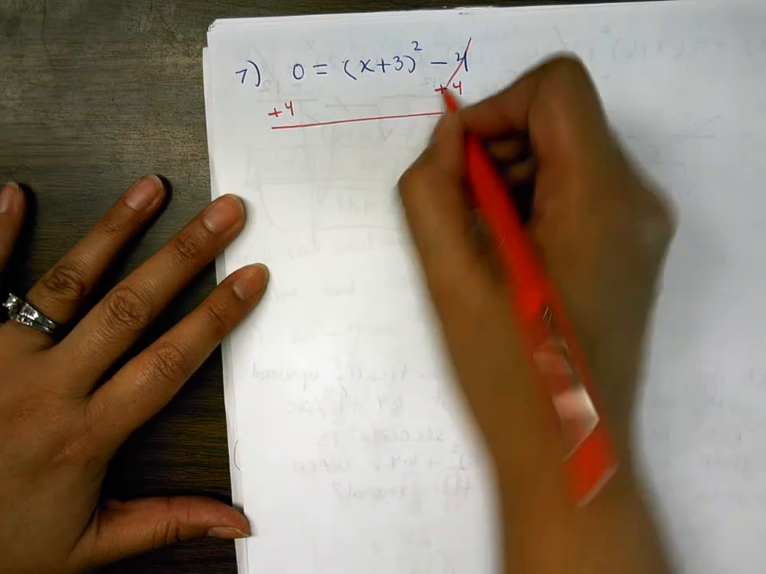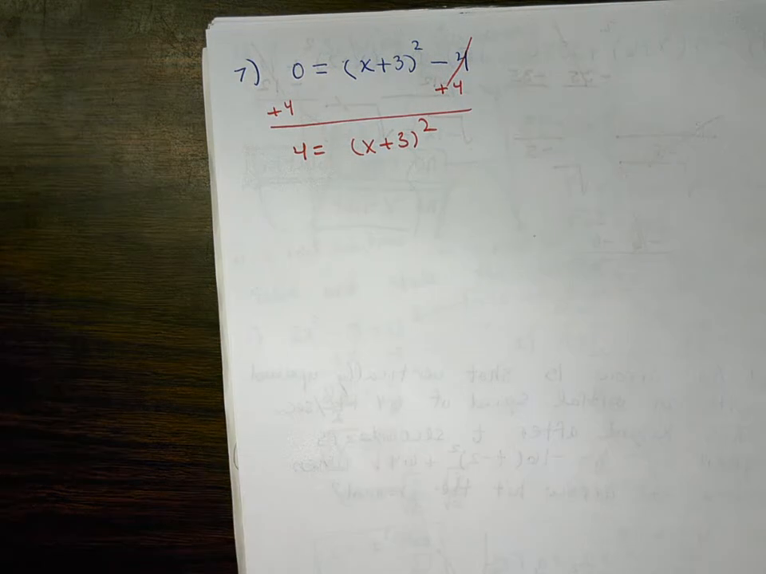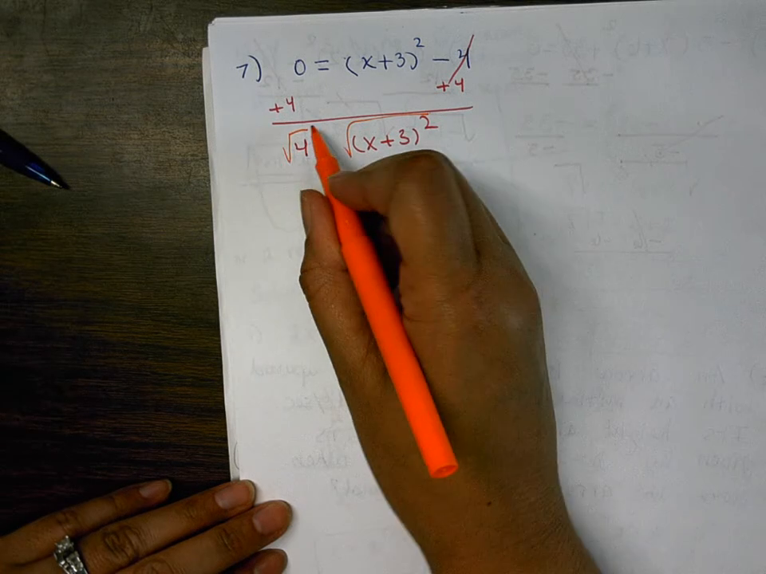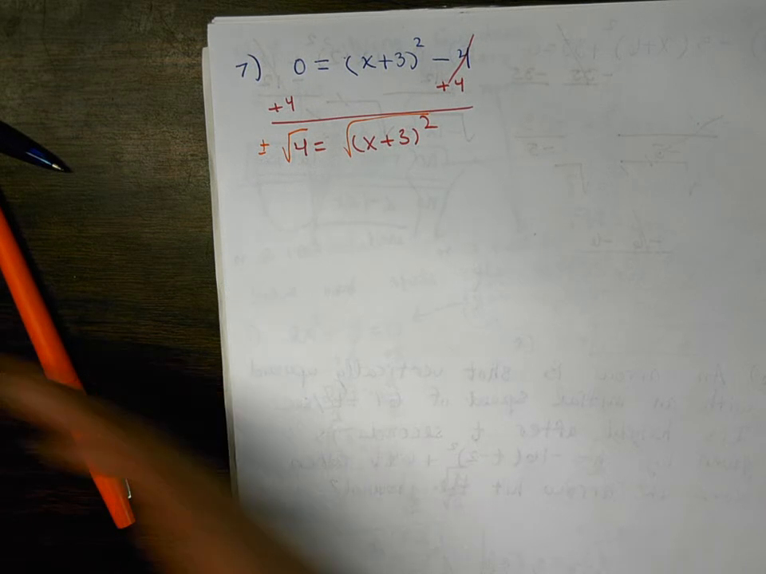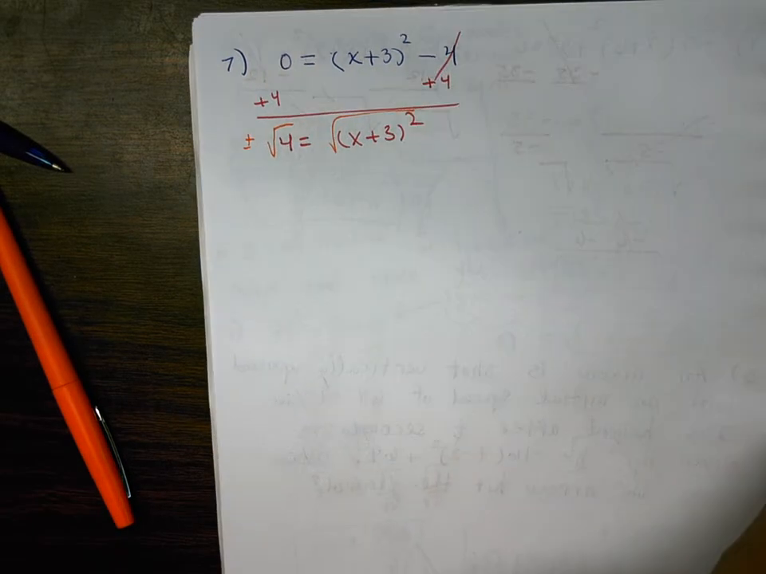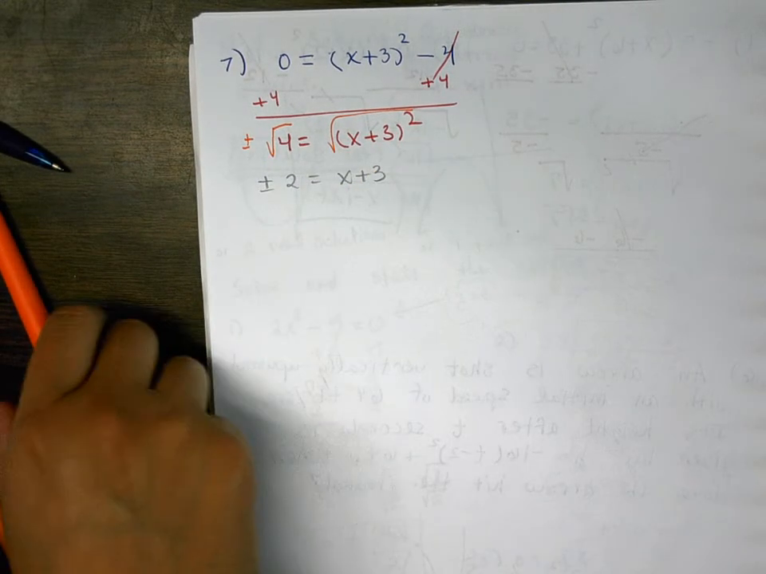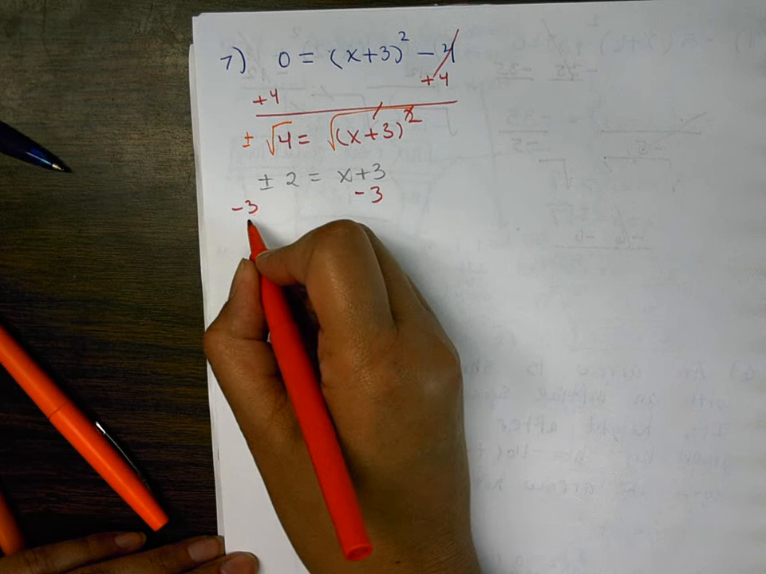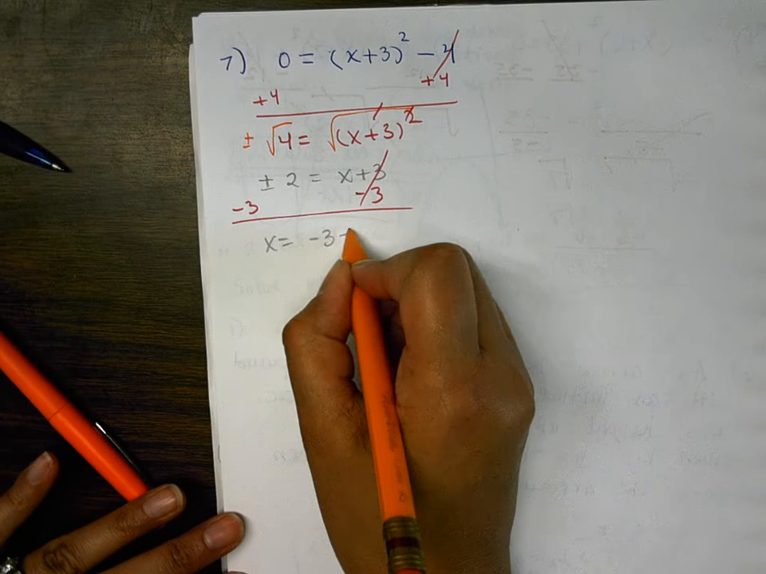4 equals (x plus 3) squared. What do I do to both sides? Square root. And what do I have to put in front of the square root right here? Plus or minus. And what is the square root of 4? 2. I'm going to write plus or minus 2 equals x plus 3. What do I do next? Subtract the 3. And I'm going to put the x on the left side. x equals negative 3 plus or minus 2.